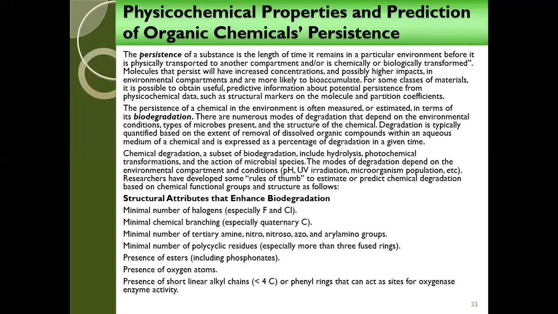So there are numerous modes of degradation that depend on environmental conditions, the types of microbes that are present, and the structure of the chemical. If you have a chemical that has a very complex structure, you know that it will take time before it will be biodegraded or broken down, than when you have a chemical that has a very simple structure. It will take less time for it to be degraded. So that is how you can measure.